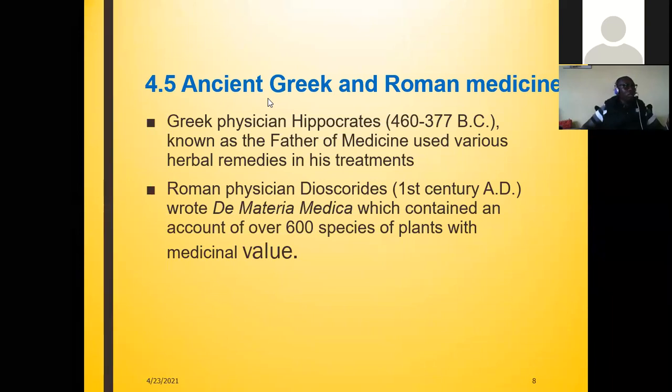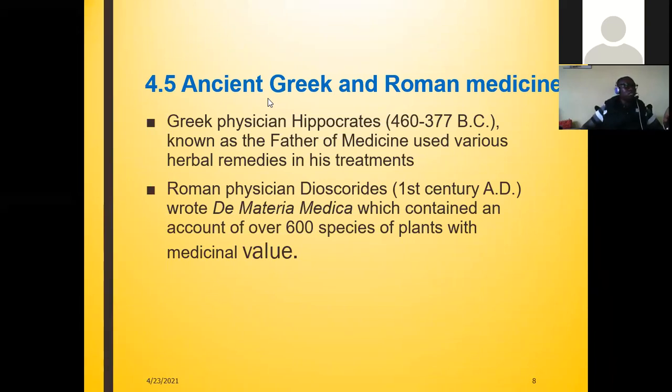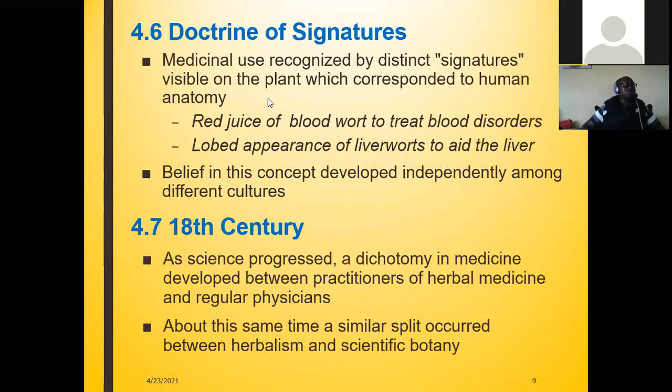And then when you also look at De Materia Medica, this is a publication that has existed for a very long time. You find over 600 species of plants recorded in it.